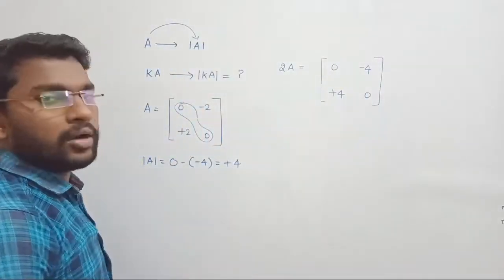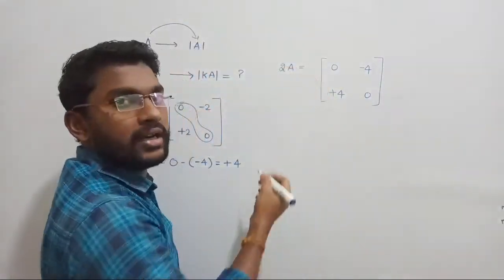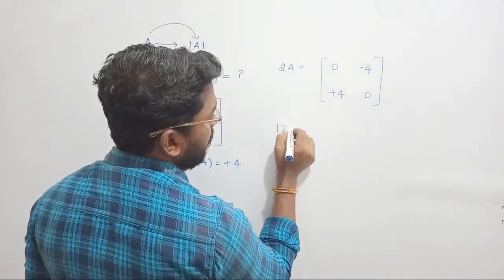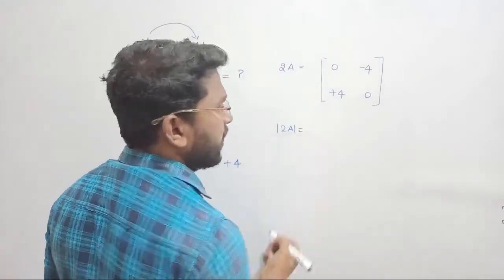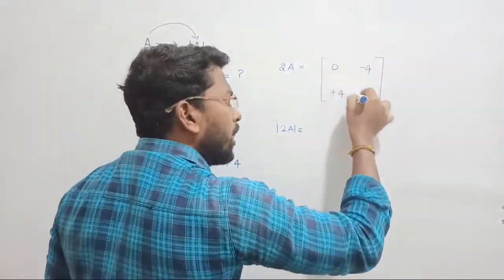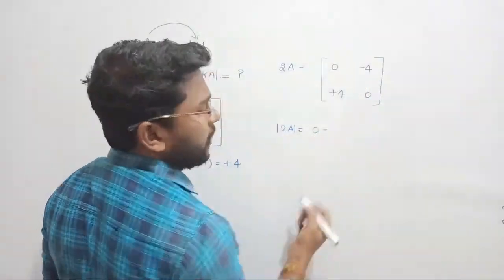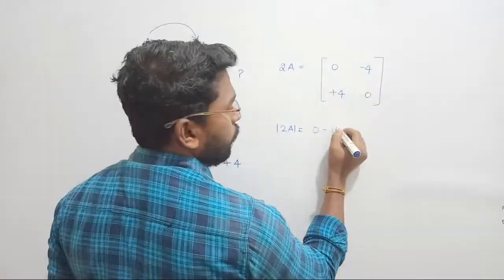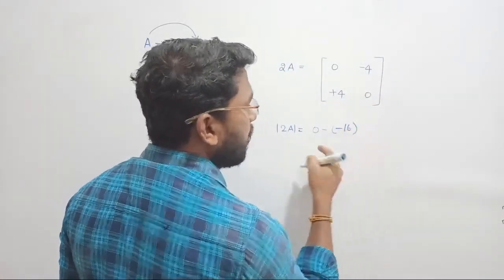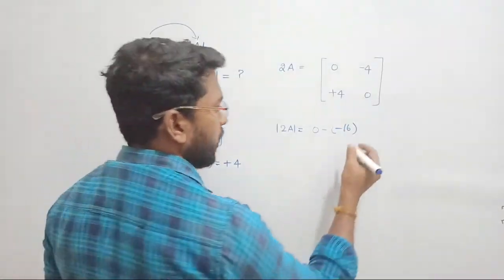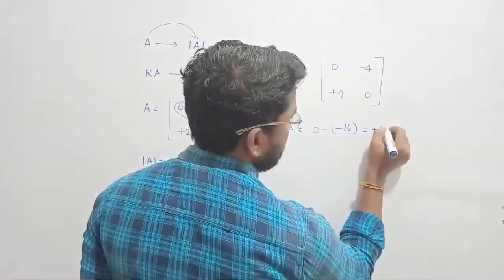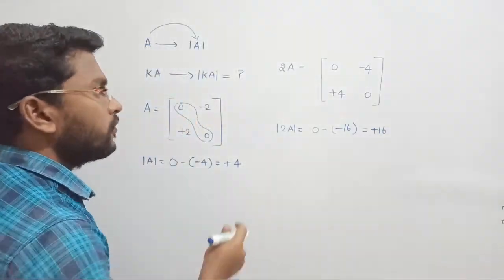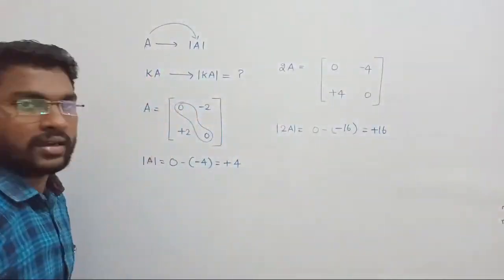Now, I would like to determine the determinant for this matrix. The determinant of the new matrix, once again, what is the formula? Product of the diagonal minus product of the other diagonal, such that 4 into minus 4 will give you minus 16. After that we have one more minus, so minus into minus will become plus 16. Clear? So the determinant of this matrix is going to be 16.